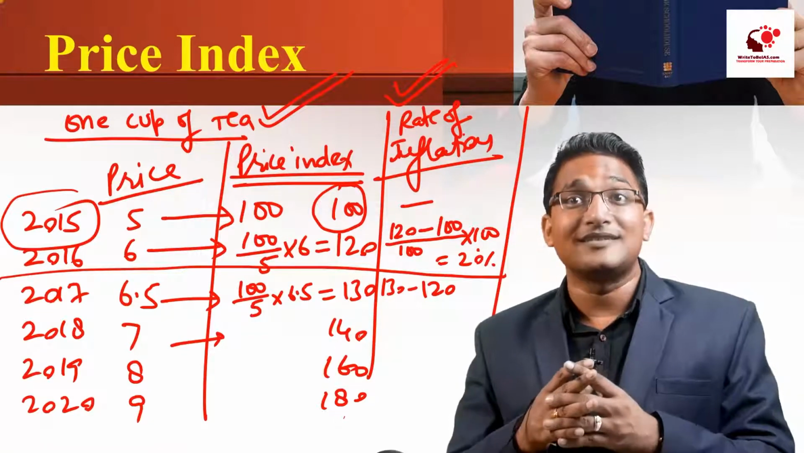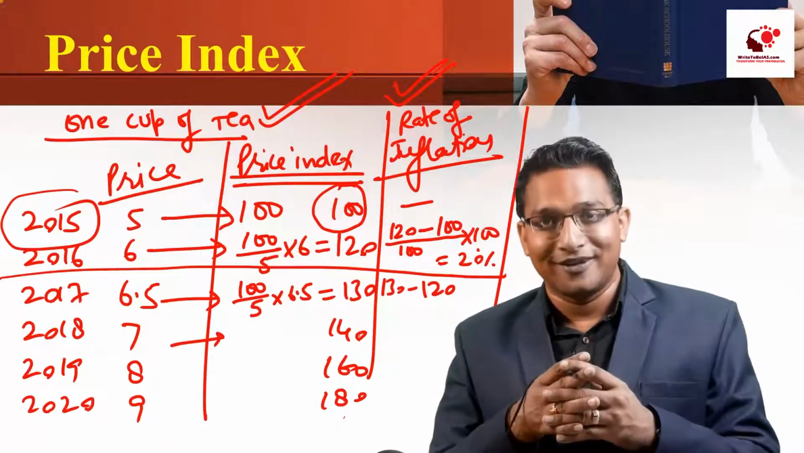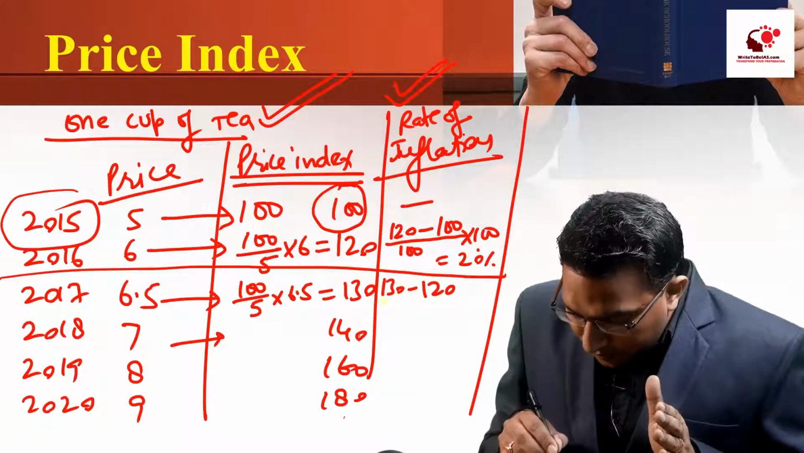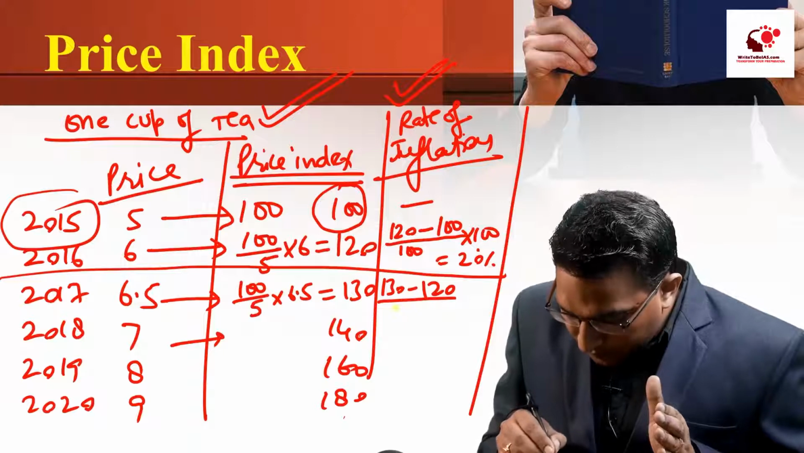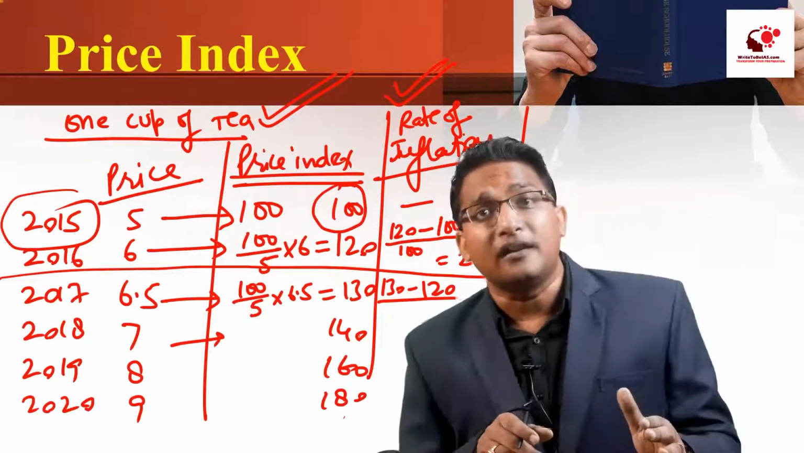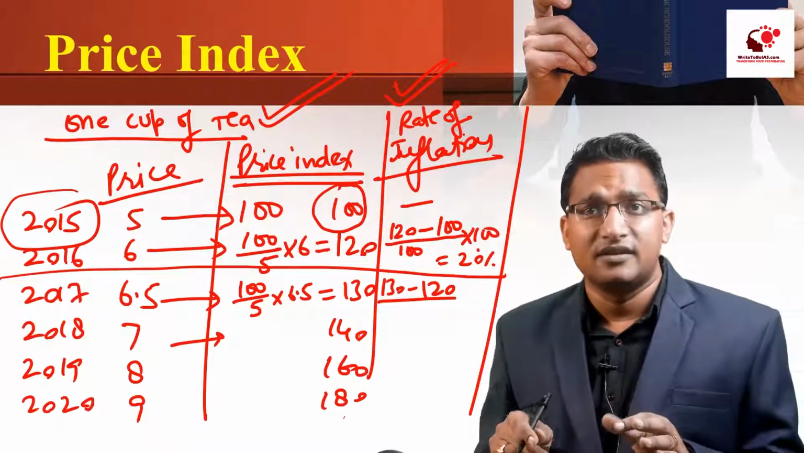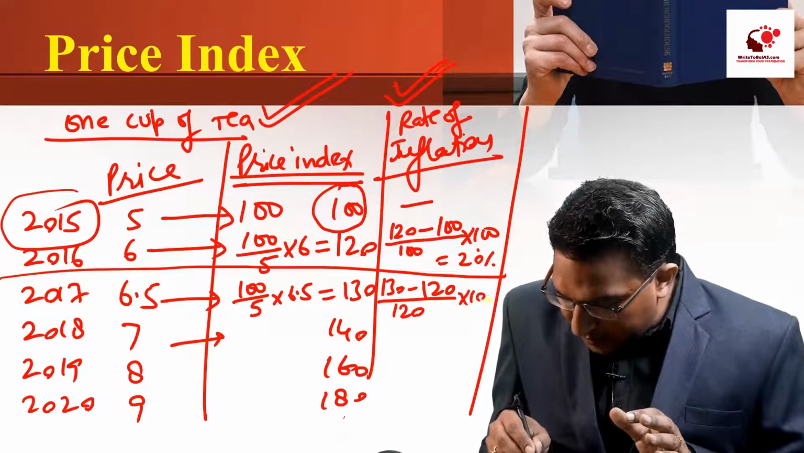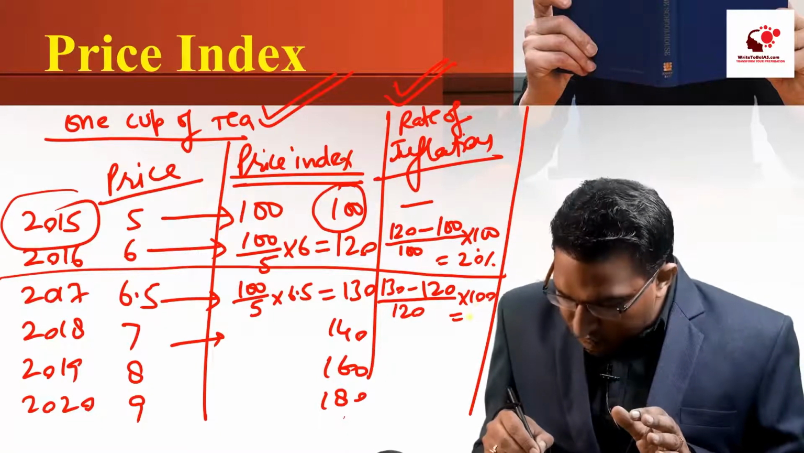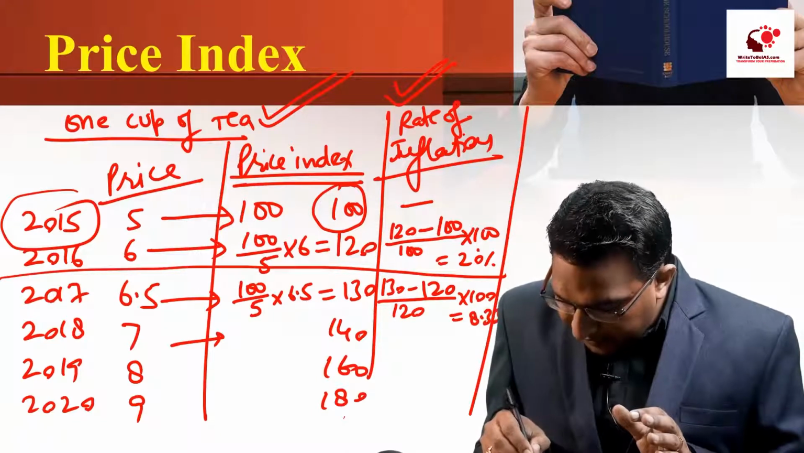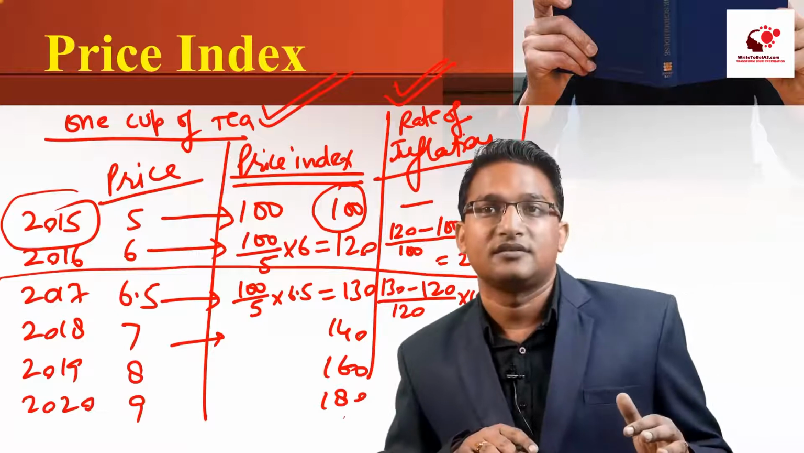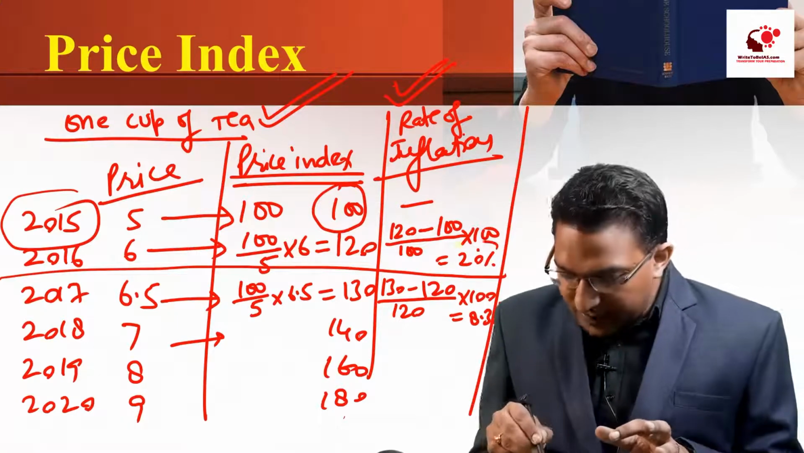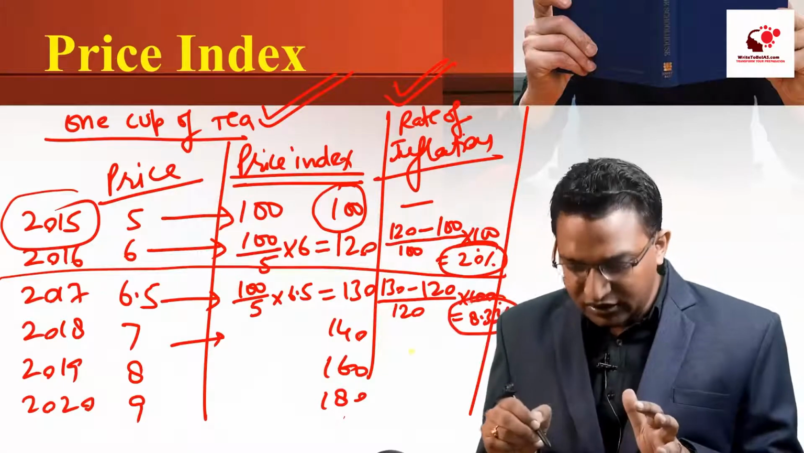I hope the things are becoming much more clear to you, right? So coming back here, 130 minus 120 divided by what? Divided by current year price index or previous year price index? Clear, it is previous year price index multiplied by 100, and this figure comes to approximately 8.33%. So this 20% is rate of inflation of 2016.